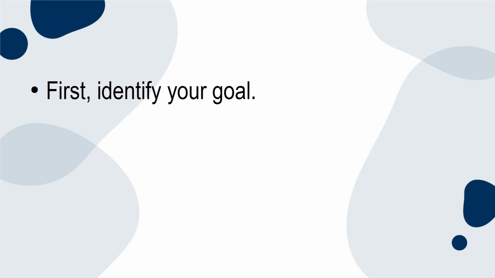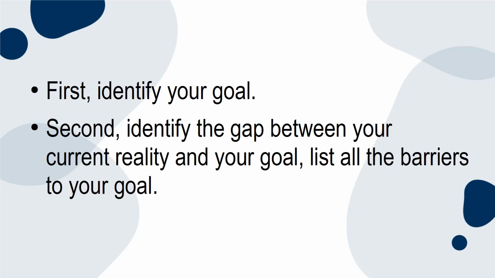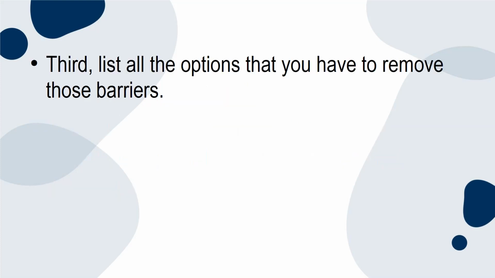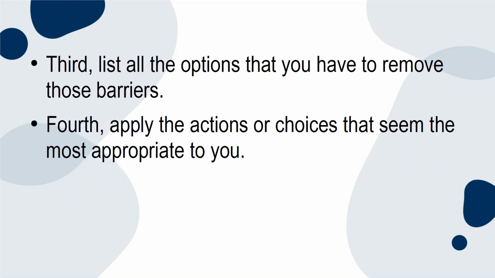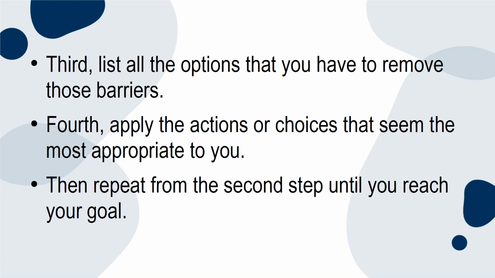First, identify your goal. Second, identify the gap between your current reality and your goal. List all the barriers to your goals. Third, list all the options that you have to remove these barriers. Fourth, apply the actions or choices that seem the most appropriate to you. Then repeat from the second step until you reach your goal.